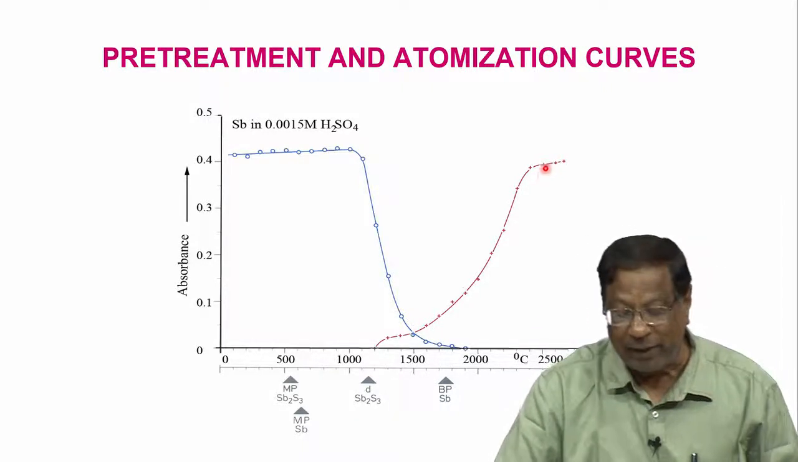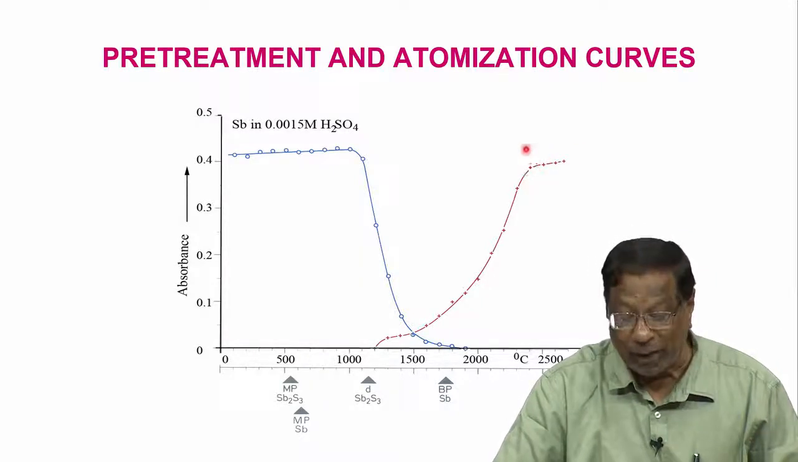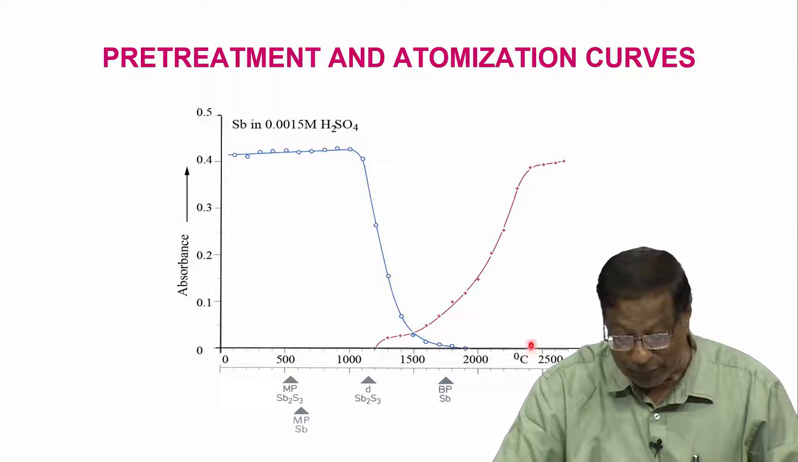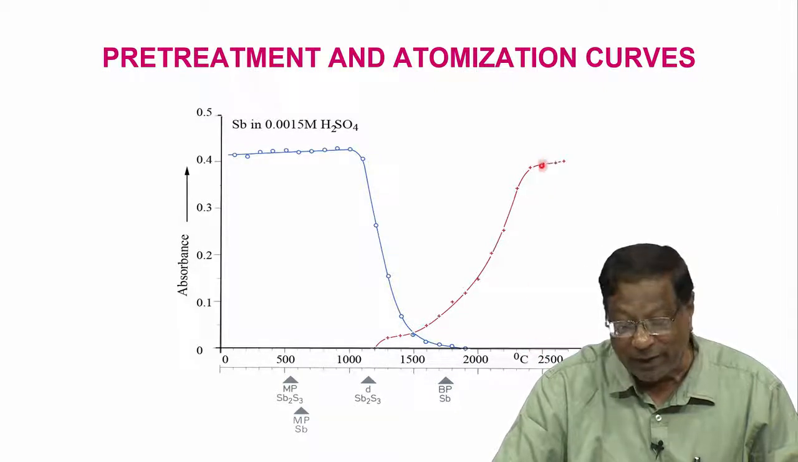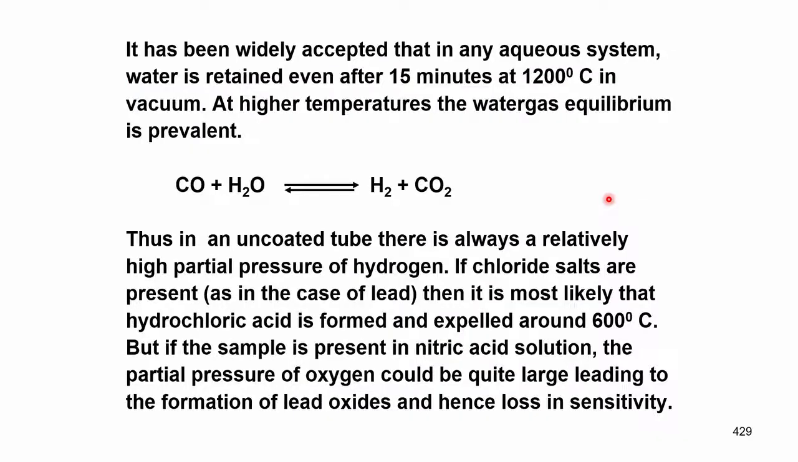So, since this is not very significant, what we can say is we can lose a little bit of sensitivity, but keep the graphite tube longer. So, do the atomization only around 2400 degrees centigrade, that should be ideal. Okay. So, this is how the pre-treatment and atomization of different elements are carried out, and that brings us to the end of our discussion about the electrothermal atomization of the sample.